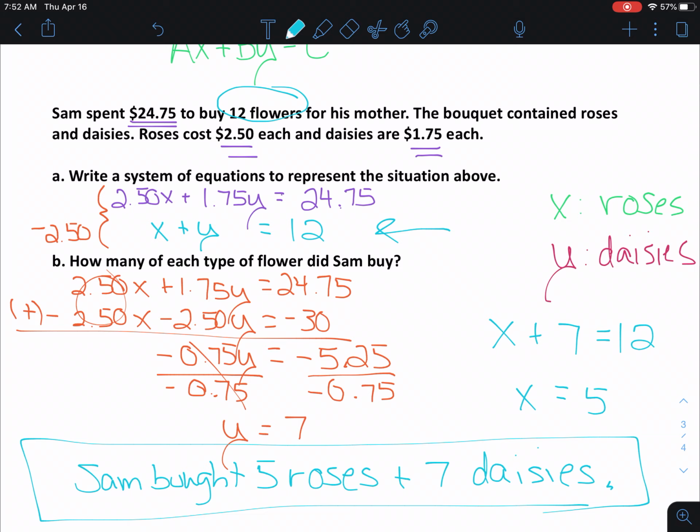Make sure you answer that question, and when you're doing word problems, it won't be written as an ordered pair. It'll be written out in words. And that's a standard form word problem for systems.